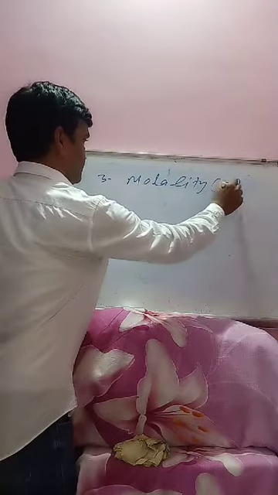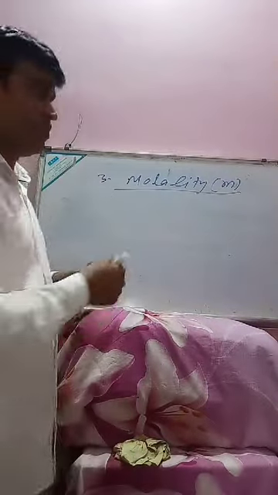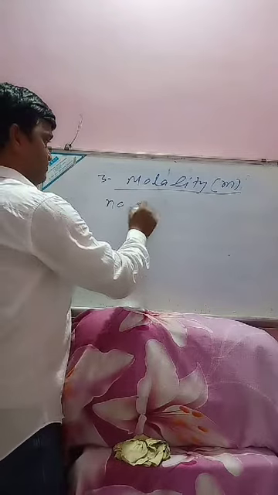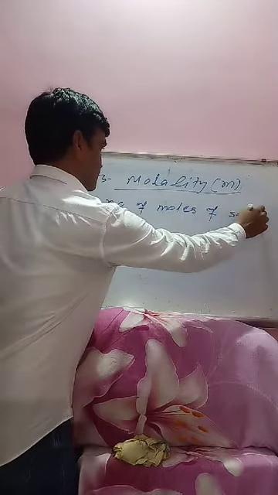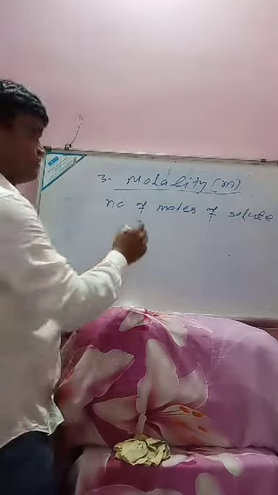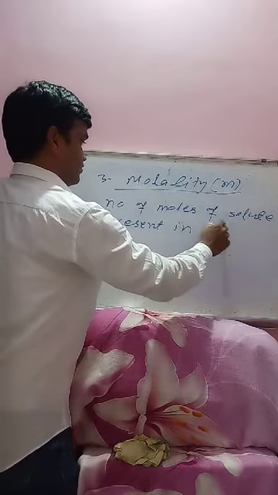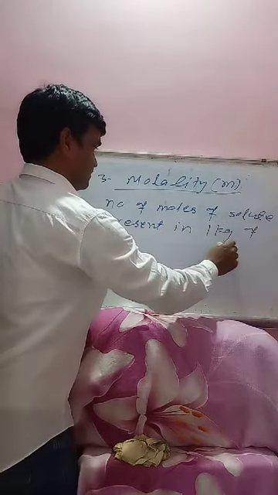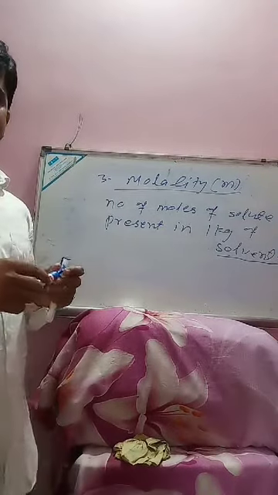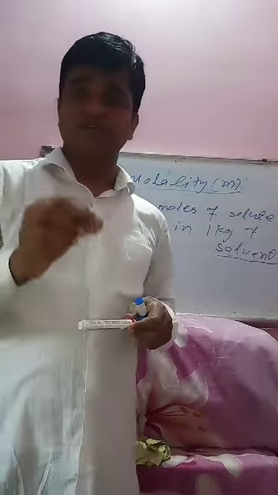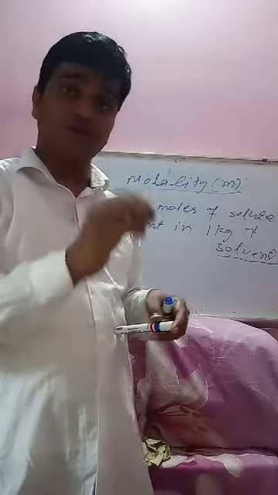That is denoted by small m. Okay, so molality means the number of moles of a solute present in 1 kilogram of solvent. The concentration means what I already told: the number of moles of solute in a specified volume of a solution or solvent.